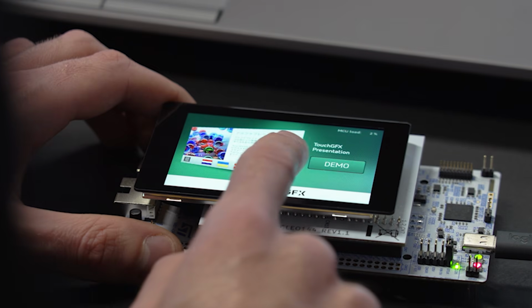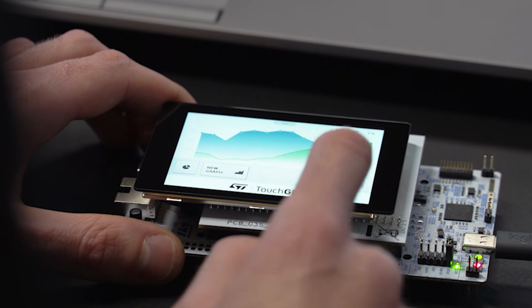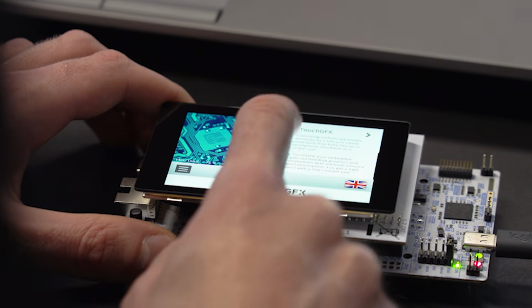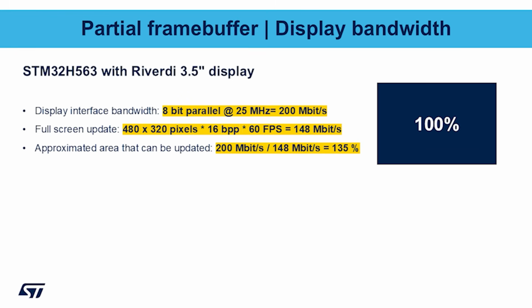First, a development board with STM32H5 and a display with a resolution of 480 by 320 pixels. Updating the entire display at 60 FPS would require a bandwidth of 148 megabits per second. That's well within the theoretical 200 megabits per second available to update the entire display when using an 8-bit parallel interface at 25 MHz. That's why many choose this display interface when running a GUI. However, in this case, you may still want to use a partial frame buffer strategy to save RAM and lower your bill of materials.